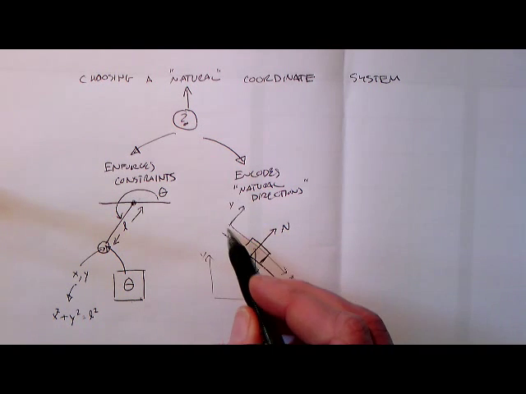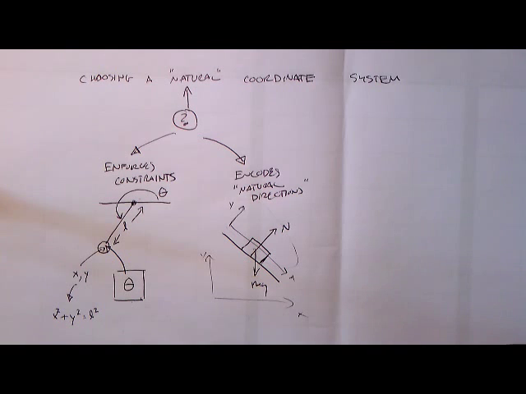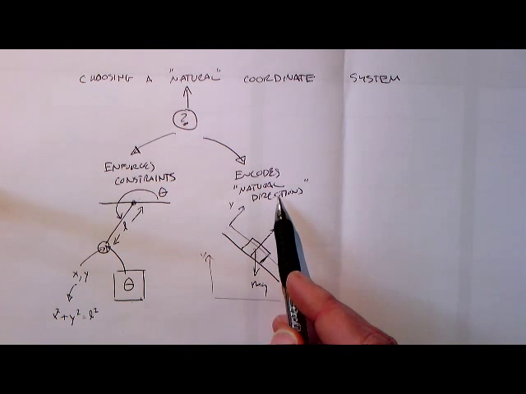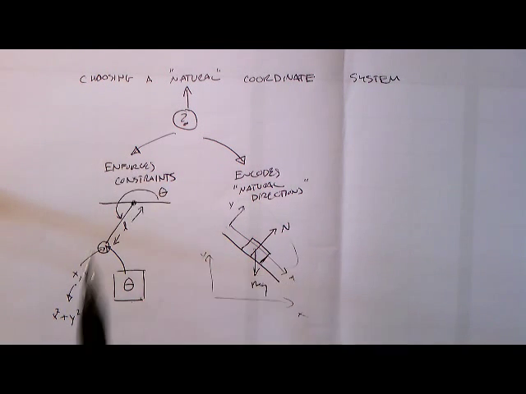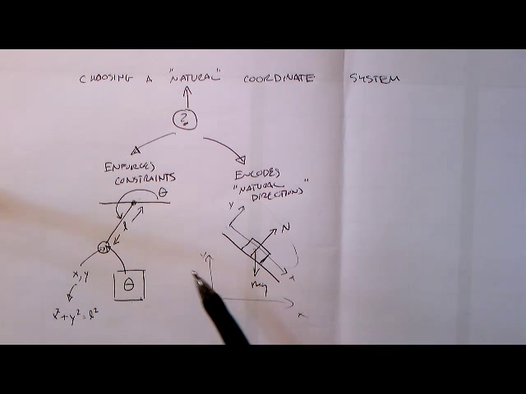So I would say that this choice is more of a natural coordinate system because it both encodes a natural direction and it enforces constraints. So before we go on to examples that are not just straight up polar Cartesian examples, let's do a couple of other examples of that.